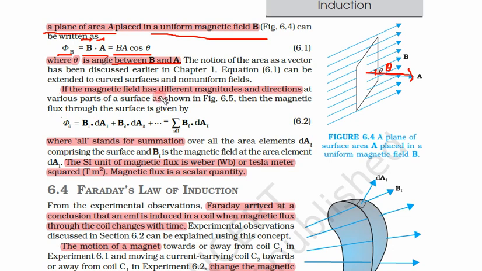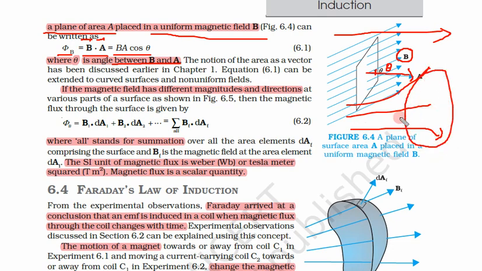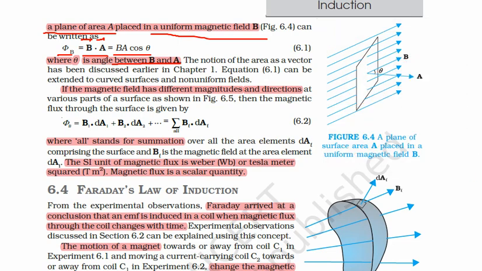Now, if the magnetic field has different magnitudes and directions at various parts. Here we assumed that there is a uniform magnetic field. What will happen if there is a different magnetic field, or the magnetic field is changing with distance, or this kind of magnetic field? Definitely this magnetic field is low here because there are fewer lines, and high here because there are more lines in less area. So the magnetic field is also changing from place to place. So what will happen in that case?